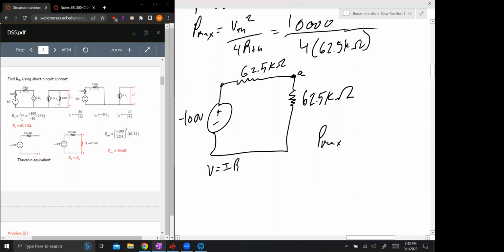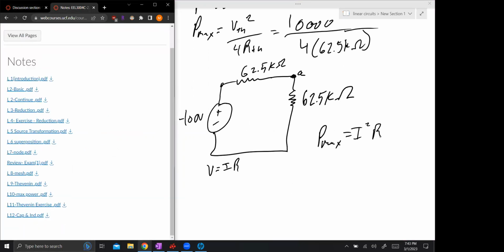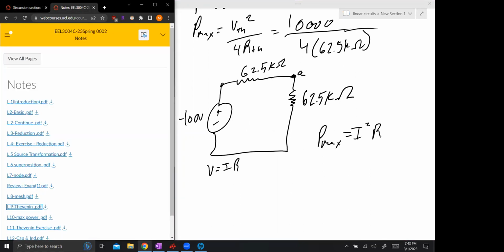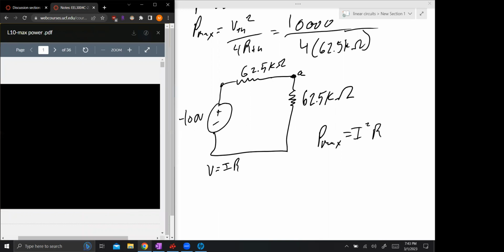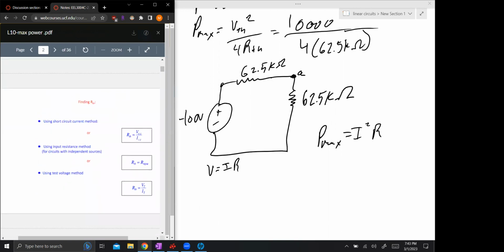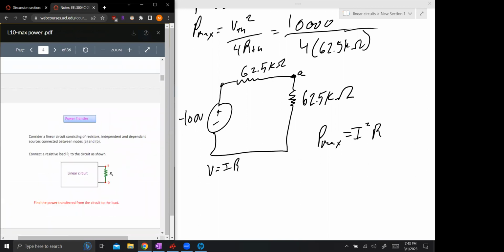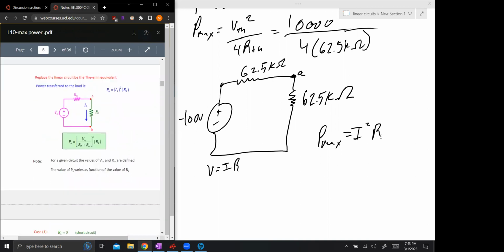P max is what? Hold on, current squared times resistance, or I think there was another way of doing it. I can't remember though. Okay, hold on, there's another formula. Let me Google this formula real quick. There it is. Yeah, I squared RL.